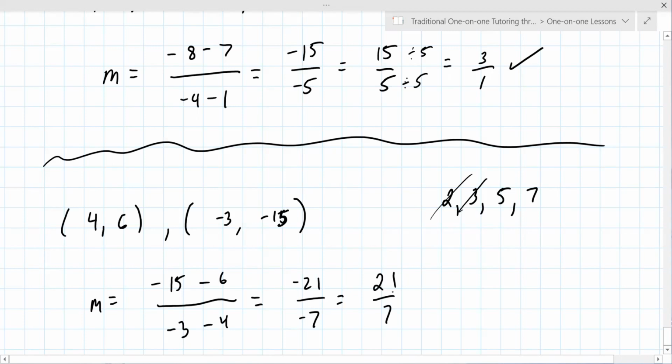Why do you want to simplify? There's nothing to reduce. These are prime numbers. So these are the ones you try. Well, they're both divisible by 7. But still, can we put regular numbers like 21 over 7? No, you have to reduce. Okay.